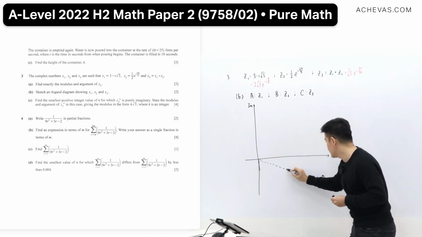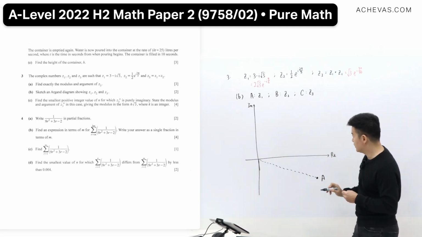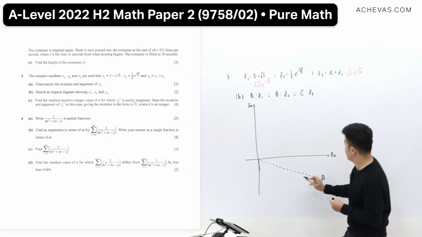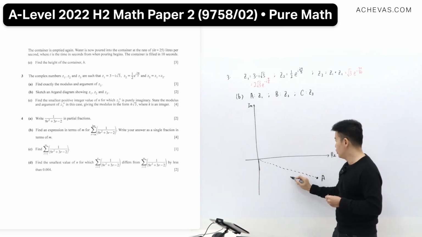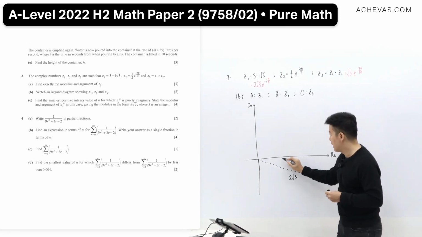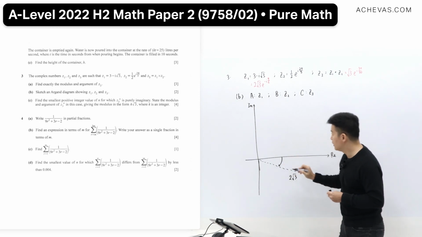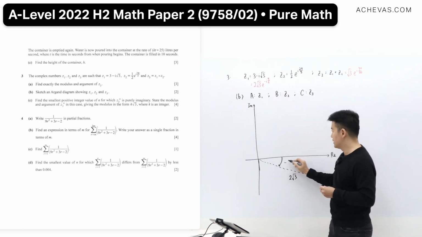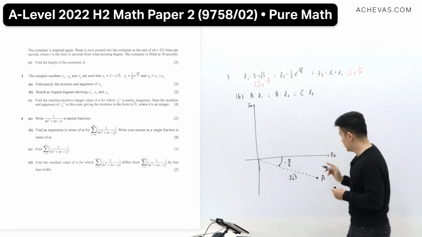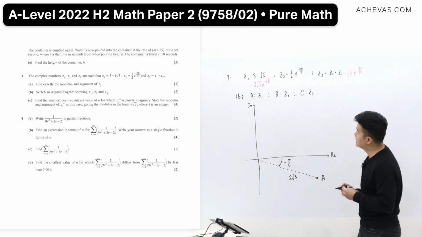So if I were to just do a dotted line all the way until here, this distance here is going to be 2 square root of 3. And the angle, which is going to be the argument, is minus pi over 6. So this is going to be representing Z1.